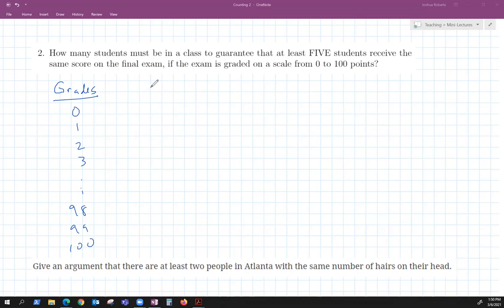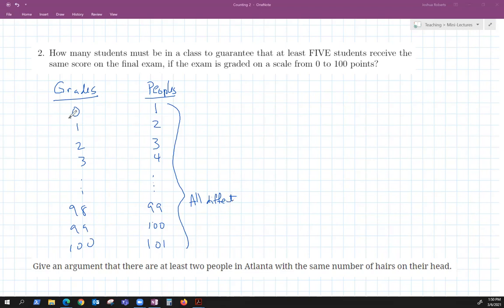And now I'm going to make a list of people. The first person could score 0, the second one could score a 1, and so on and so forth, just like we did before. So the 99th person could score 98, the 100th person could score a 99, and the 101st person would score 100. Now, this is kind of a worst case scenario where they're all different. All the people score something different.